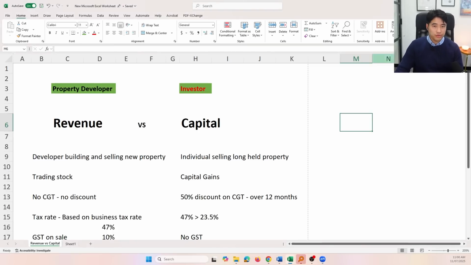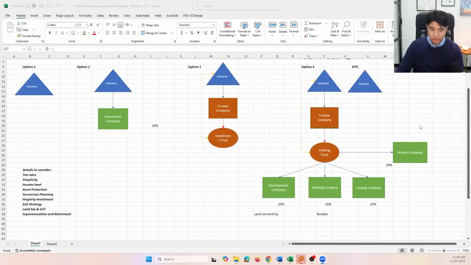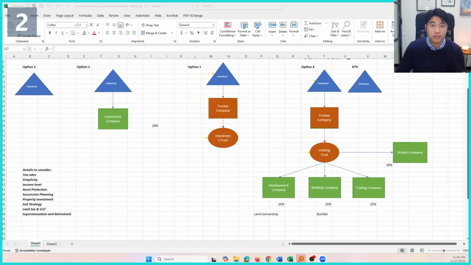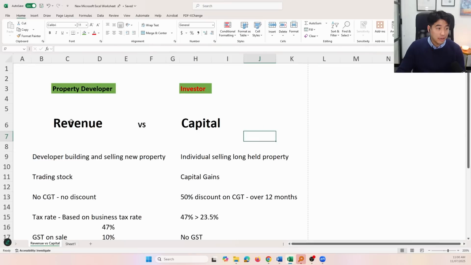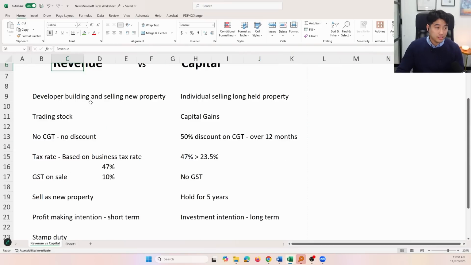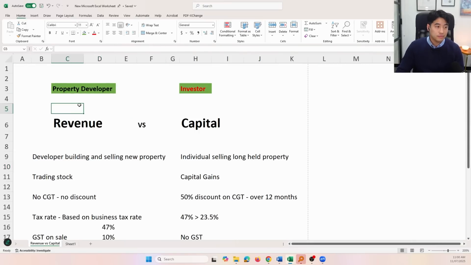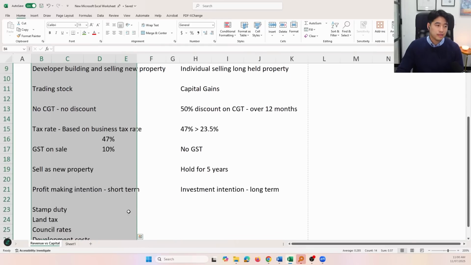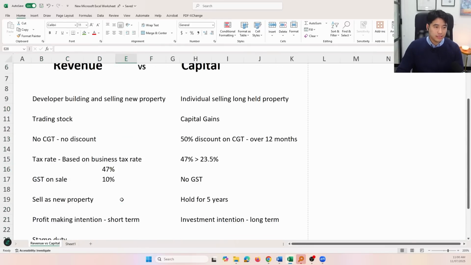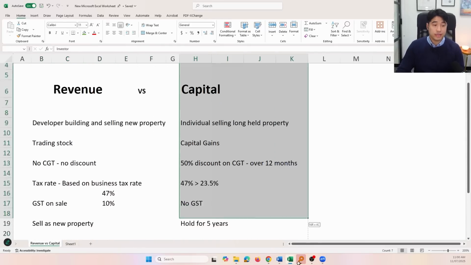Cool. All right, I'm gonna move to the next thing, or I'm gonna miss everything. But that's very important. I want to kind of just establish that there is a difference, and you need to be aware of the difference between capital and revenue. And you can see that sometimes it's not great to be a property developer because of all these extra taxes that you need to pay. And sometimes it's better just to be an investor.